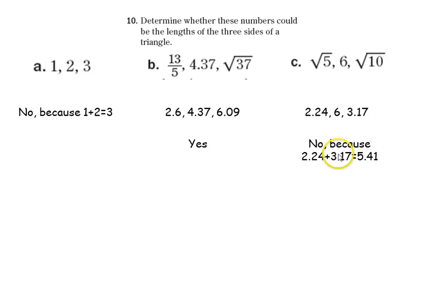All the rest of them will work, but there's a violation when we try to add the square root of 5 and the square root of 10. That does not equal 6. We get 5.41. And I believe in your book it says that they can make a triangle. The answers in the book say that this answer is yes. It is actually no.